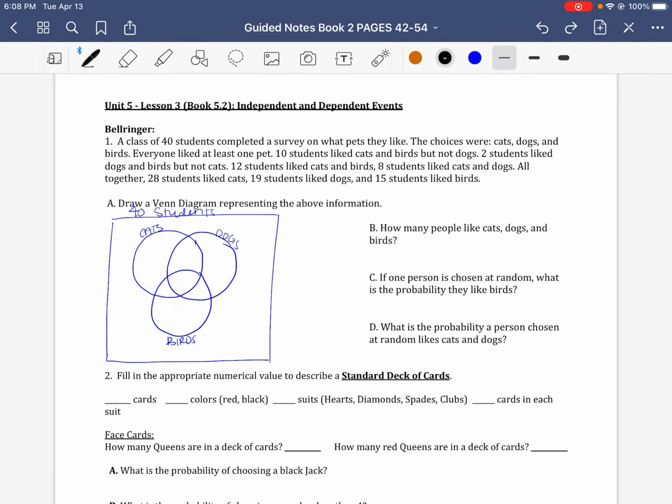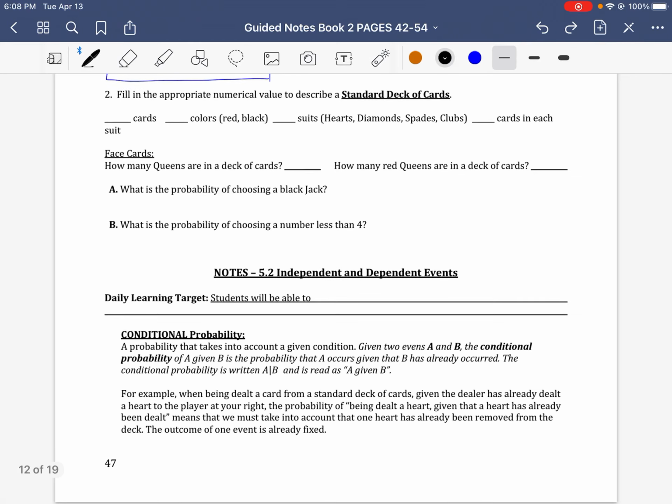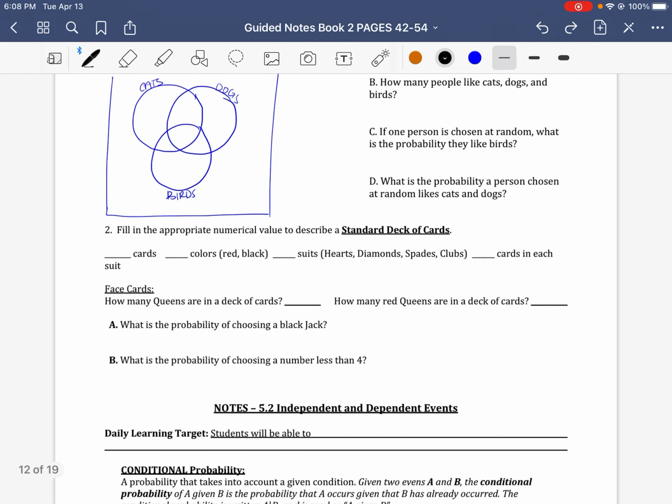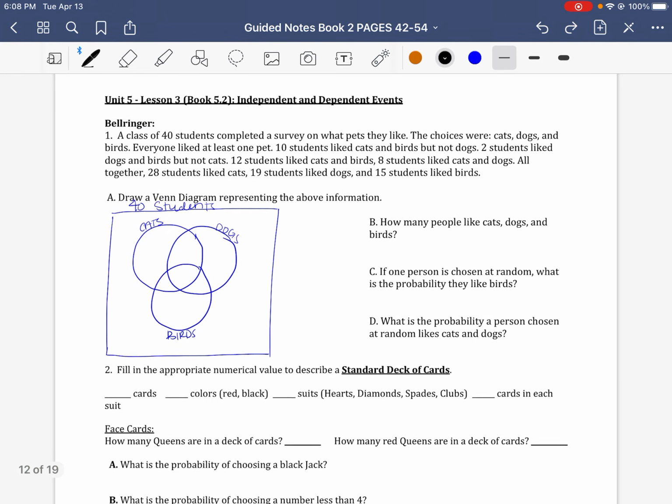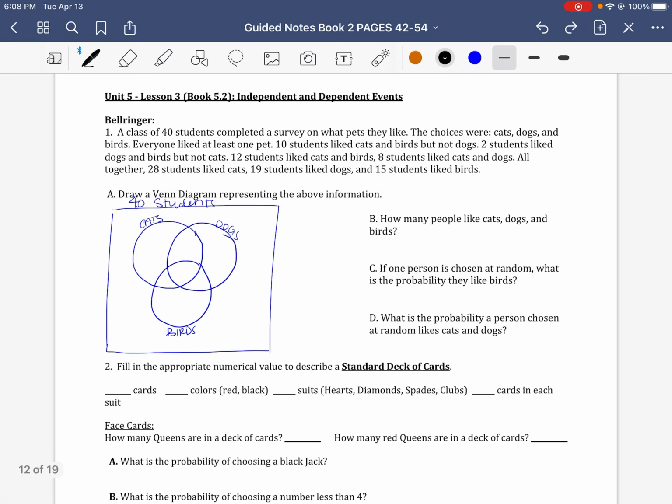Okay, this first video is just going to go over the bell ringer for lesson 3 in unit 5. So before we jump into the actual lesson, here on page 47, let's just go through this practice. Hopefully you've gotten a hang of it with doing the homework, but just in case, we'll do another practice.